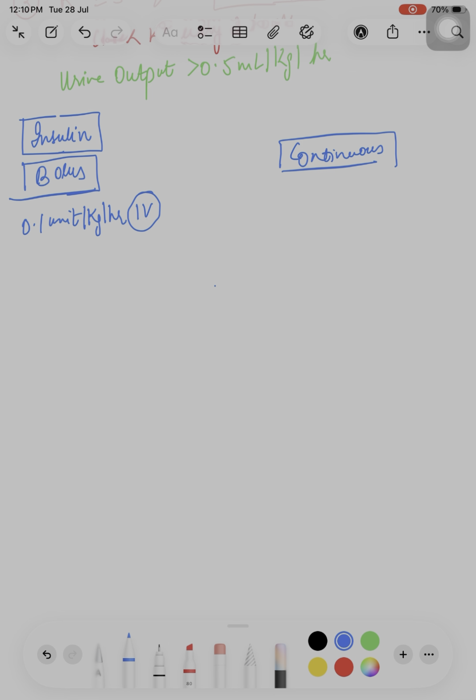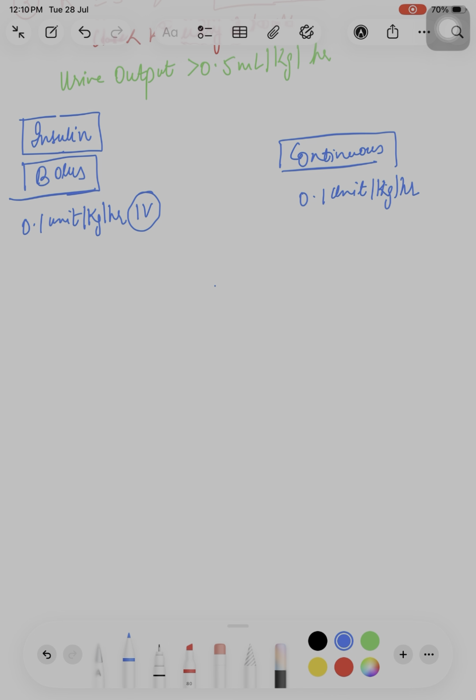Next is the continuous infusion. Continuous is also the same, 0.1 unit per kg per hour. If a 60 kg patient, 6 units; if 50, 5 units; 80, 8 units. Bolus means you give IV on the spot, then in continuous, you have to give it in the infusion pump.